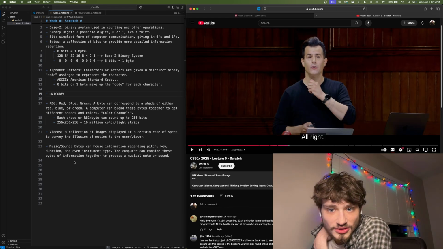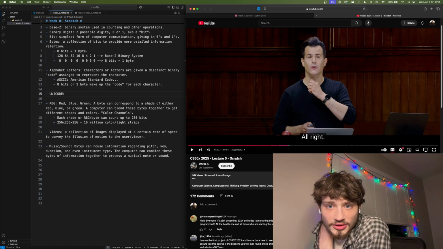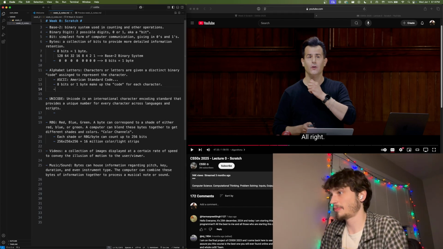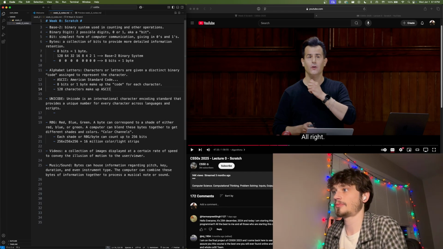Unicode is an international character encoding standard that provides a unique number for every character across languages and scripts. Okay. ASCII only stores 128 possible characters. Okay, so this one will make that. So 128 characters make up ASCII, right?